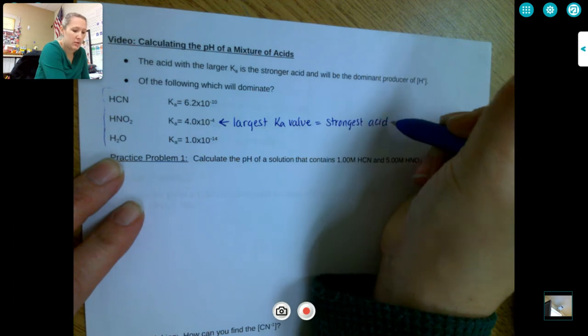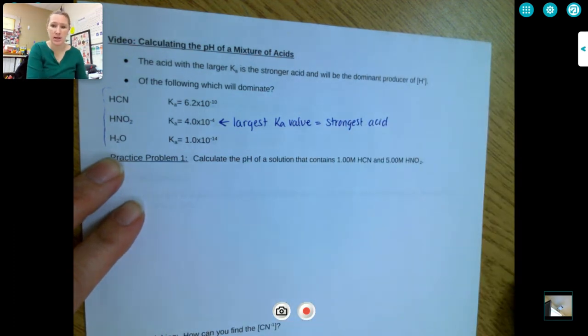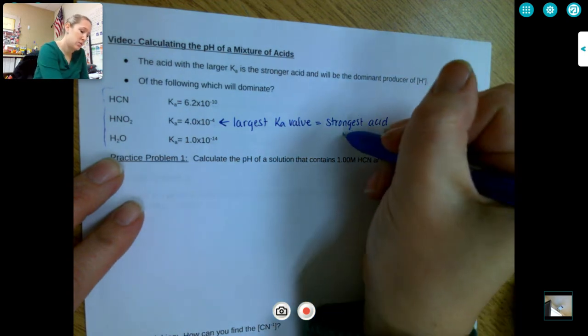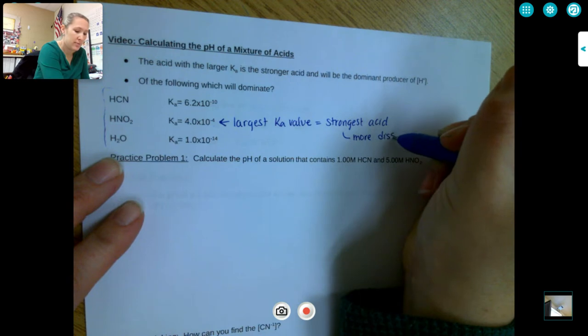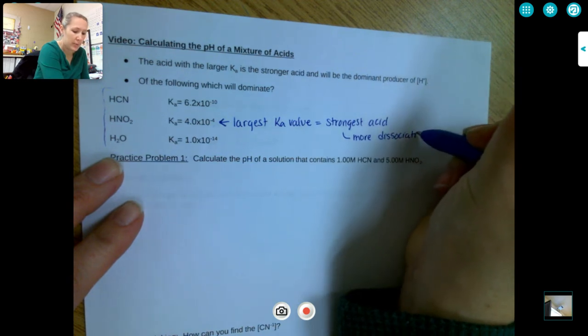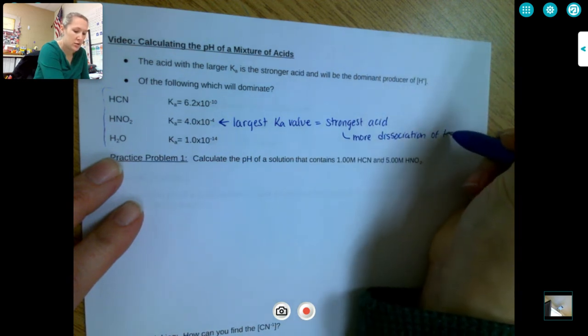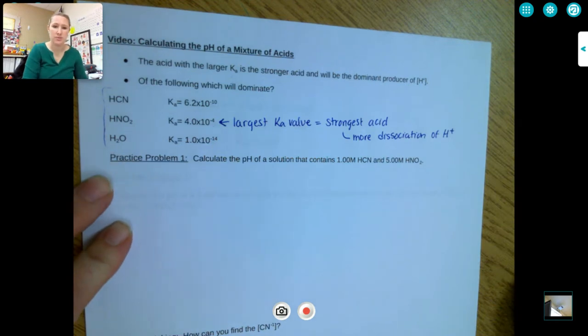And we talked about the definition of strong in an acid meaning that more hydrogen ions are going to come off in solution. So more dissociation of our hydrogen ions in our solution.